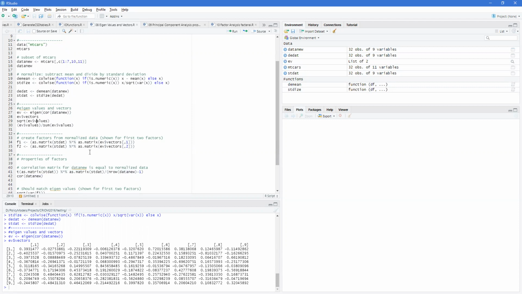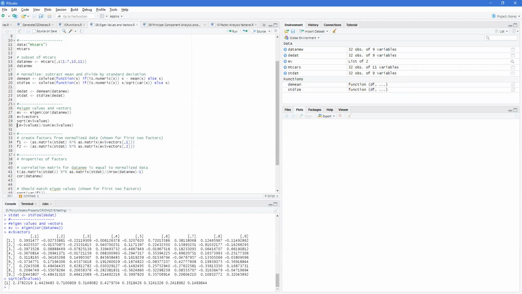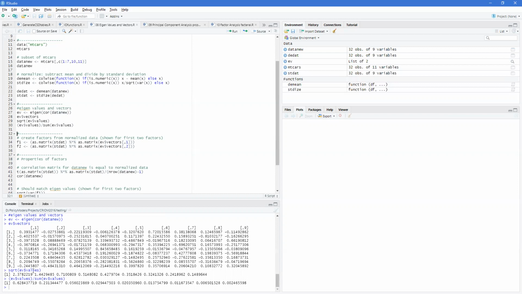And if we look at the eigenvalues, the square roots of those are actually the standard deviations for each of these. Now we can look and see how much the variance is explained by each of these eigenvectors. And we can see that the first one explains 62.8%, the next one is 23.1, and then 5.6. And you see that they get smaller and smaller, such that the last one explains very little of the variation.